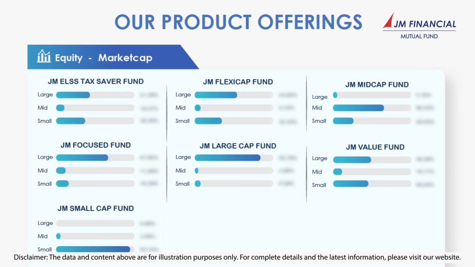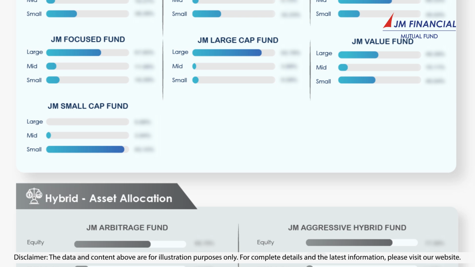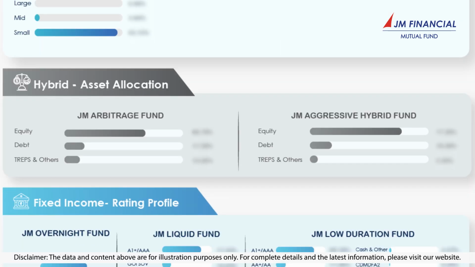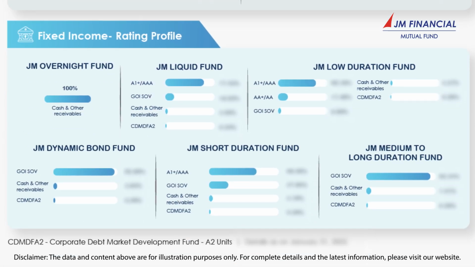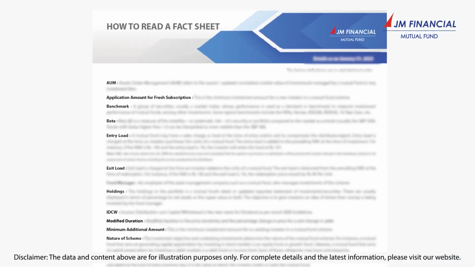Let's talk colors. The first color, dark blue, denotes equity, market cap. The second color, dark gray, denotes hybrid, asset allocation. The third color, light blue, denotes fixed income, rating profiles. Up next, how to read a fact sheet.